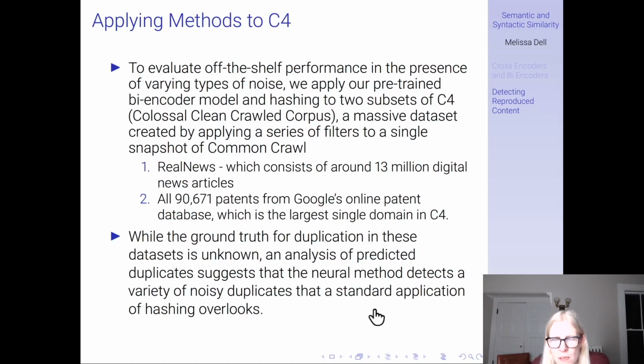We applied it to 2 subsets of Common Crawl. We applied it to Real News, which consists of around 13 million digital news articles scraped from the internet that are part of this corpus, and actually a large part of the corpus that large language models are trained on. And then we apply it to the nearly 100,000 patents from Google's online patent database. So there's around 90,000 of them, and this is the largest single domain in C4. We don't know the ground truth for these data sets, right? Because with news, there's a timeliness factor.